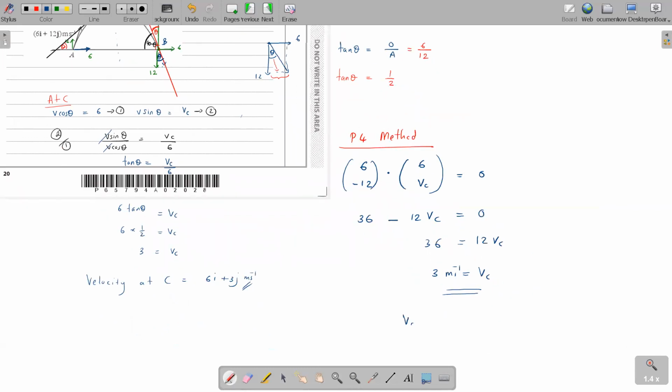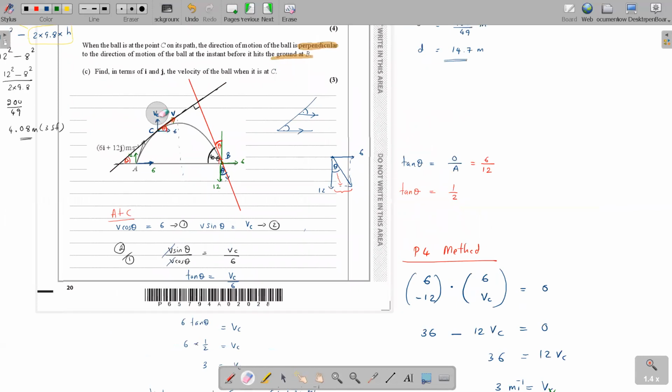So the velocity at C is 6i plus 3j. By VC I mean the vertical component. I should have put it as Vy maybe, the velocity y component at C. Okay, the velocity y component. I hope everyone is clear with that.